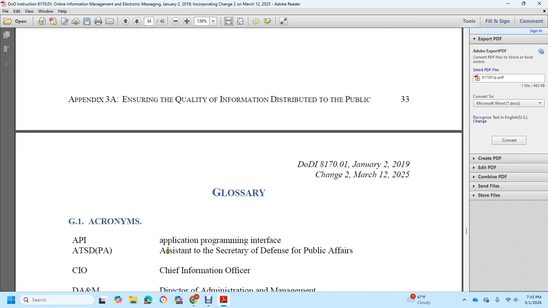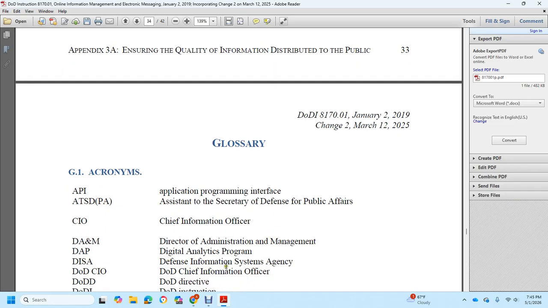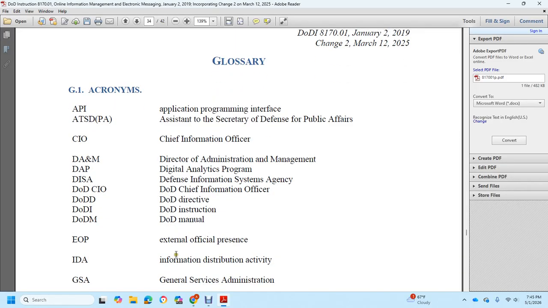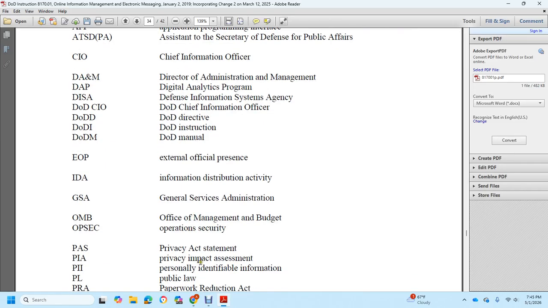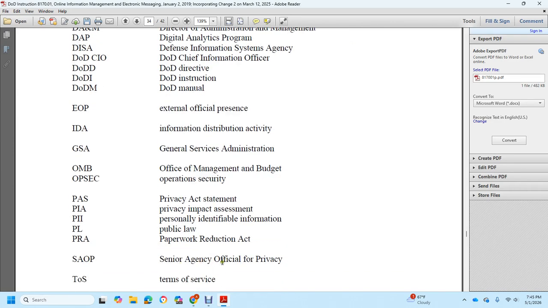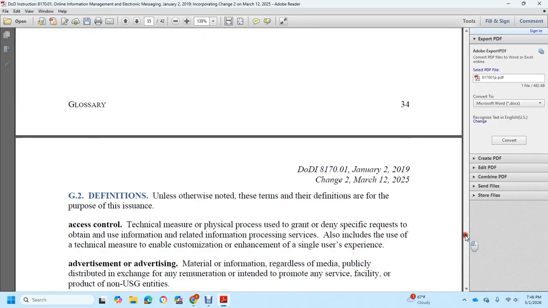application programming interface (API), the Assistant Secretary of Defense for Public Affairs, the Chief Information Officer, the Director of Administration and Management, and the Digital Analytics Program, Defense Information Systems Agency, DoD Chief Information Officer, Directive, Instruction and Manual, External Official Presence, and Information Distribution Activity, General Services Administration, Office of Management and Budget, Operations Security, Privacy Act Statement, Privacy Impact Assessment, Personally Identifiable Information, Public Law, Paperwork Reduction, Senior Agency Official for Privacy, and the Terms of Service, United States Code, U.S. Government, and Web Measurement and Customization Technologies.